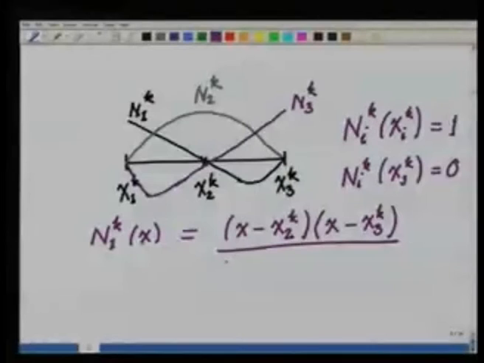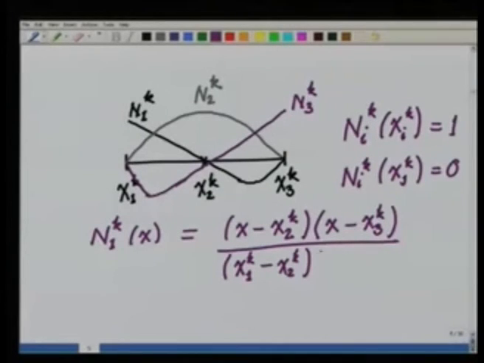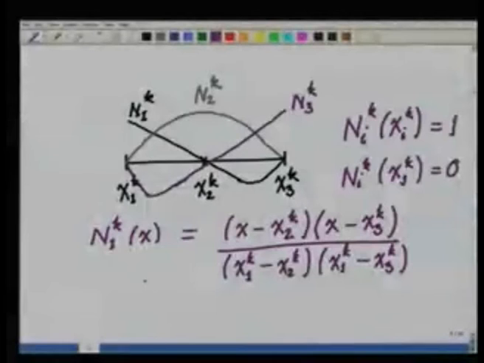Now what else is required? At the point 1, this expression should have a value 1. So what I will do is simply divide by what I have done in the bottom part: I have replaced x with x1k. You see what has happened. This is a quadratic expression. It vanishes at the point where we want it to vanish, and it has a value 1 at the point where we want it to have a value 1.